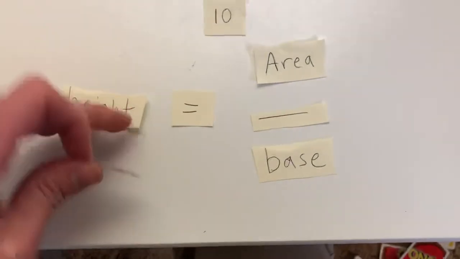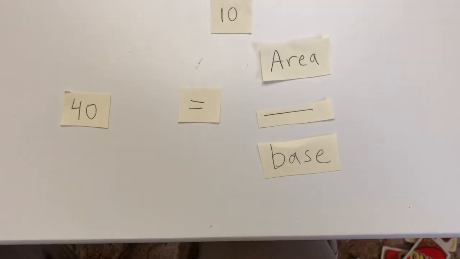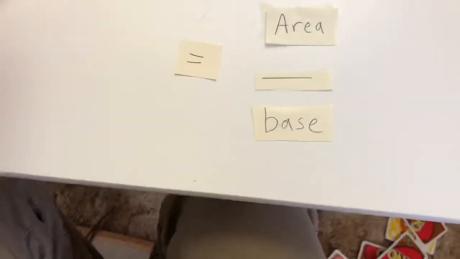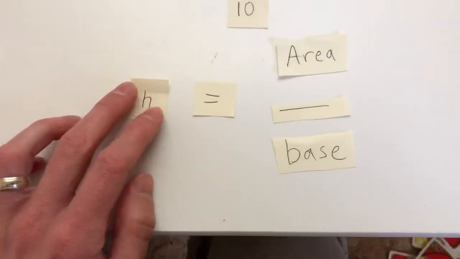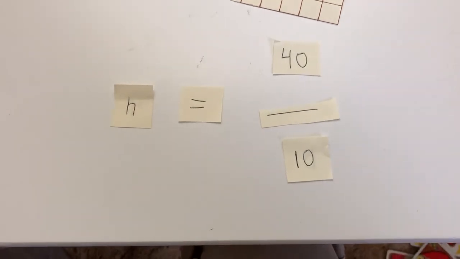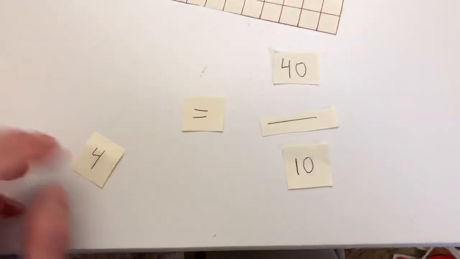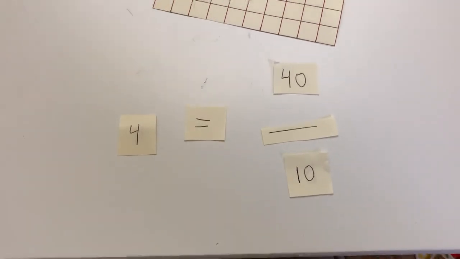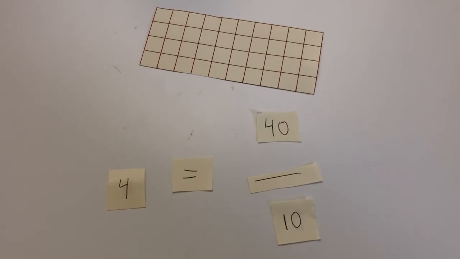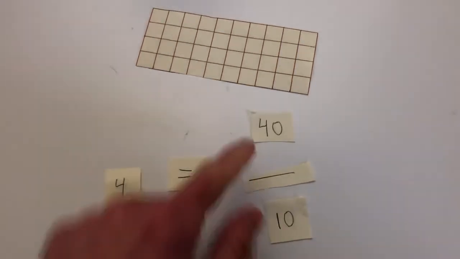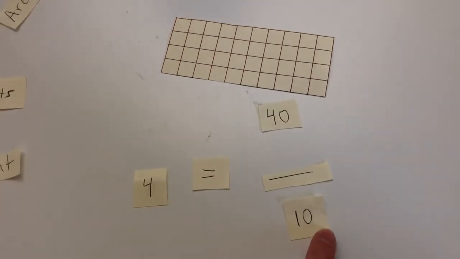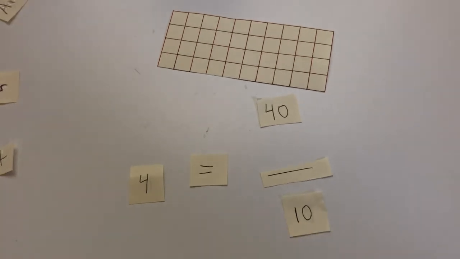So if we know that our height is 40 square units, I messed up on that one. Excuse me. Our height is the thing that we don't know. Our area is going to be 40 square units, and our base is going to be 10 units, okay? So here is our equation that we must solve to find the height. 40 divided by 10 is 4. So that is how we find out a missing height. Or it could also work for the base. If you know the total area and you're missing either your height or your base, you can create an equation for this by dividing.